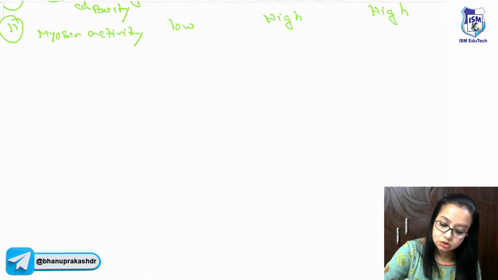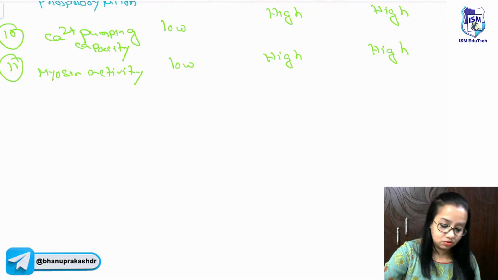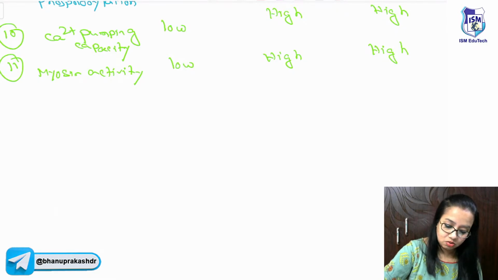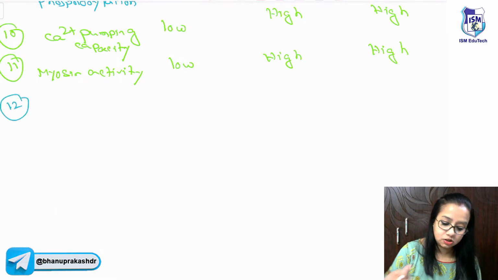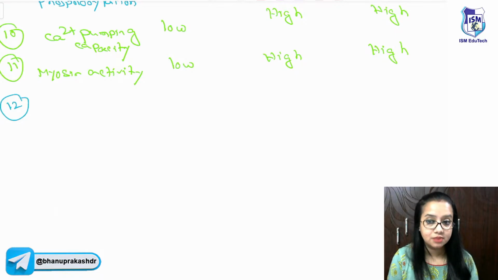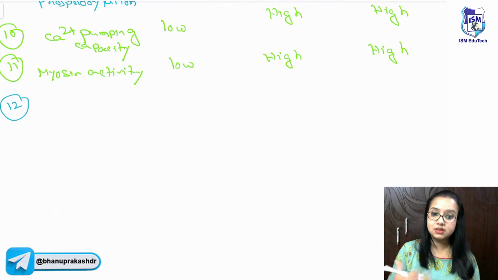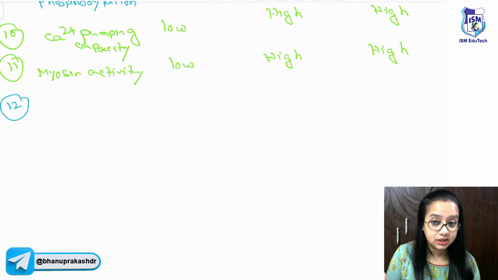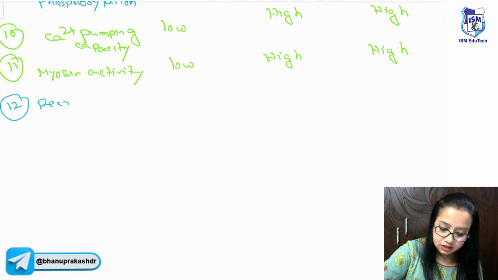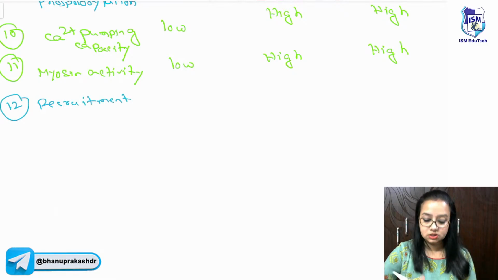Coming to the use part of it, why do we have to study and know what type of muscle fibers and what are they? Because depending on what type of activity I am doing, this muscle will be recruited. Recruitment theory. Today, this one we will understand.